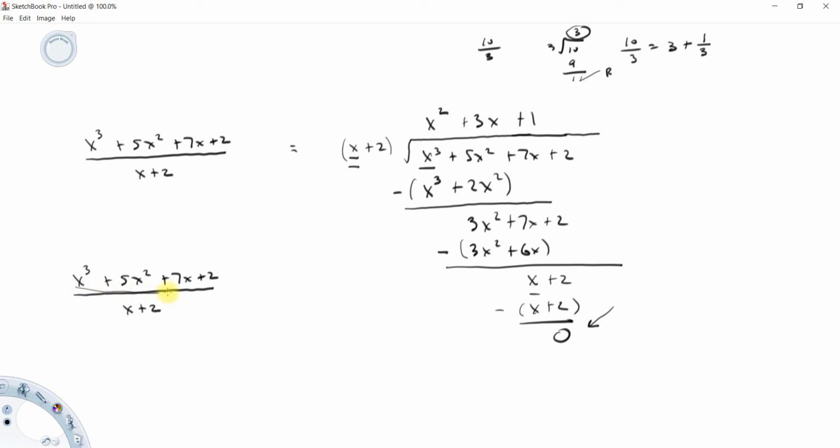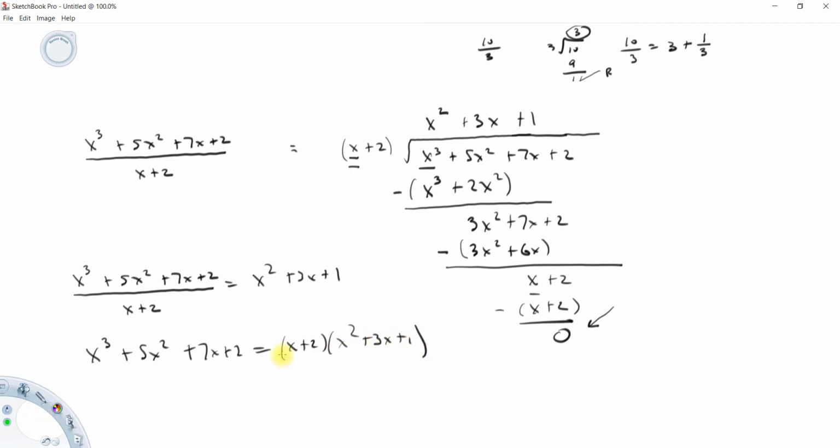But anyway, getting back to what we just showed here. What we showed is that when you take this and divide by this, you get x squared plus 3x plus 1. Now, there's no remainder, by the way, and something I'd like to point out is that if we multiply both sides by this x plus 2, we now have that x cubed plus 5x squared plus 7x plus 2 is equal to x plus 2 times x squared plus 3x plus 1.